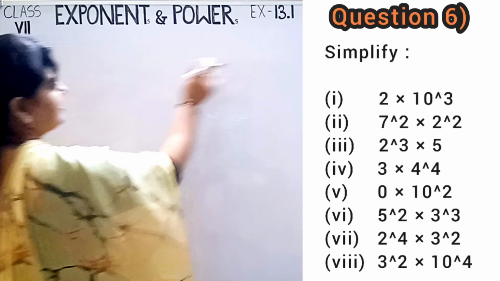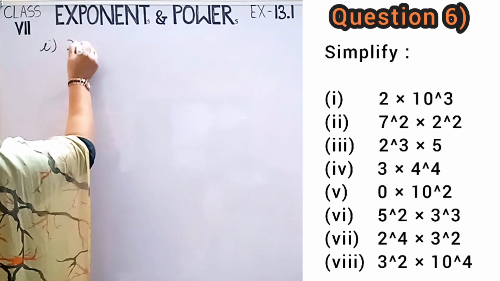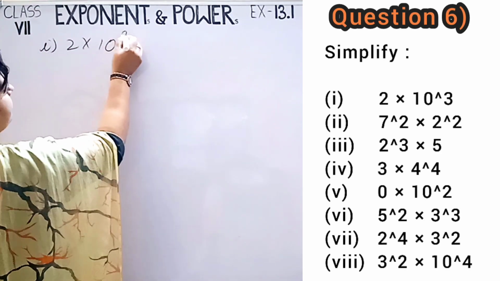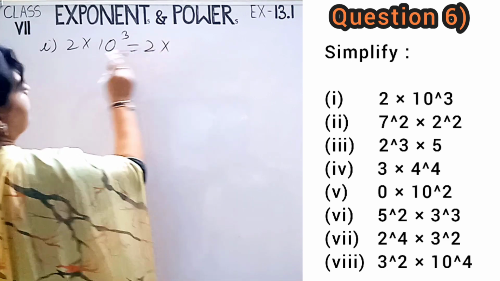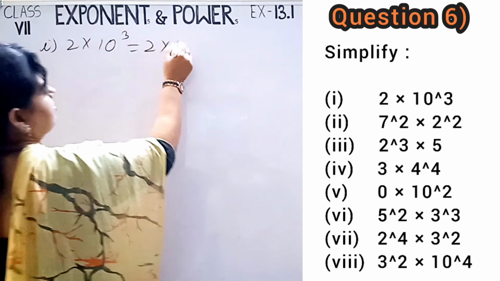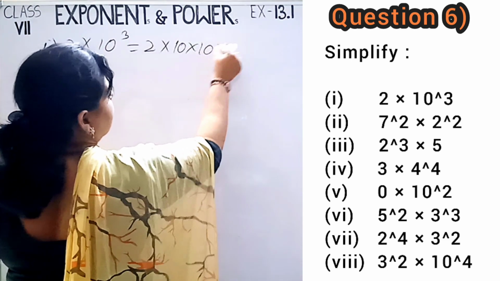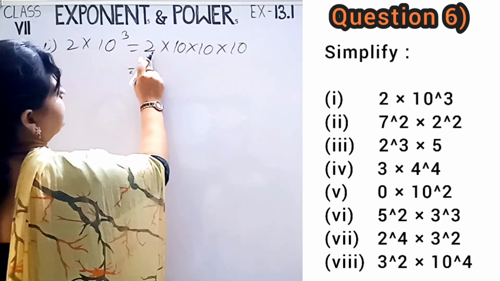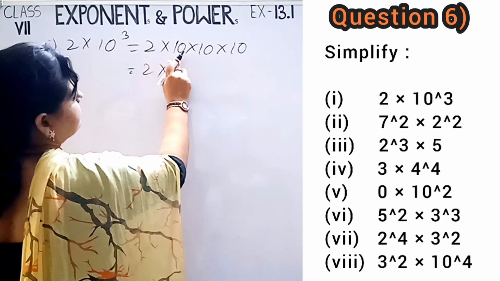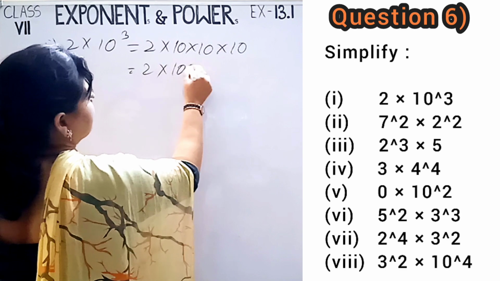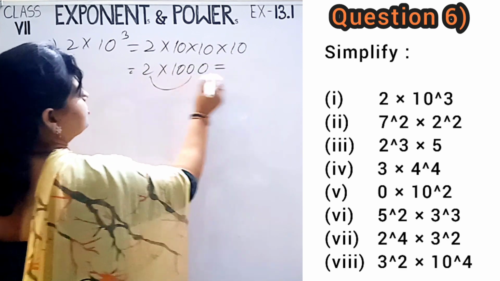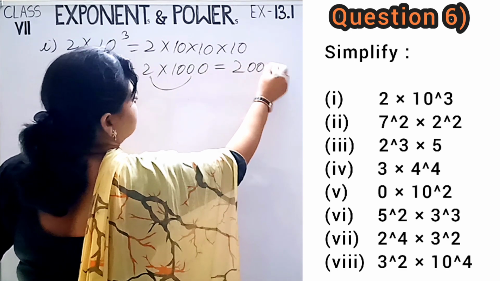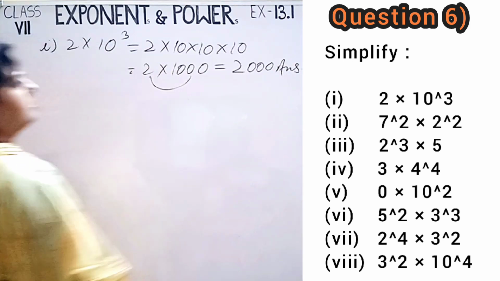Question number 6, simplify. The first part is 2 into 10 raised to the power of 3. Now 2 into 10, 3 times. Here 2 multiply with 10, 10, 10. It means 1000. After multiplying these two numbers we got 2000. Answer.